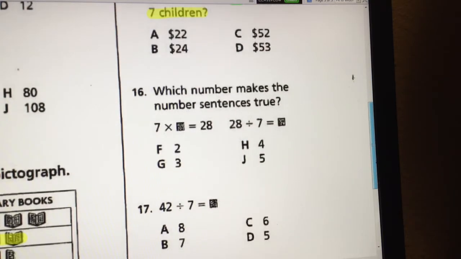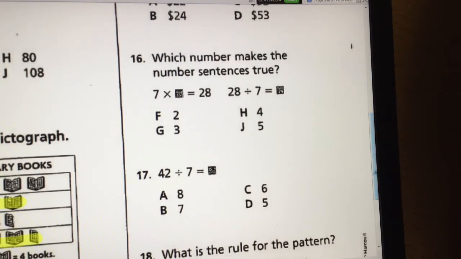Number 16, which number makes the number sentence true? 7 times what gives you 28? And 28 divided by 7 gives you what? Which number would you put in there to make it true?